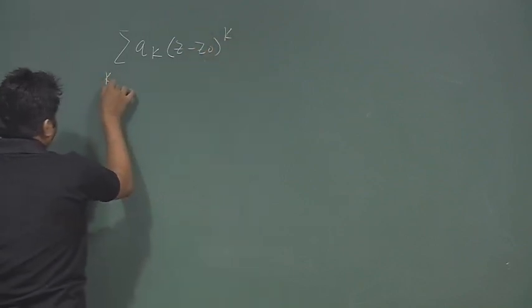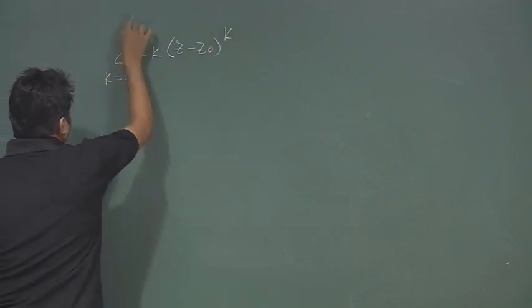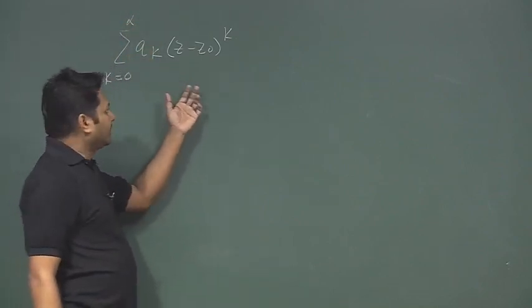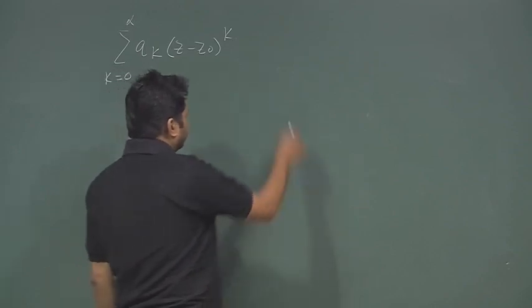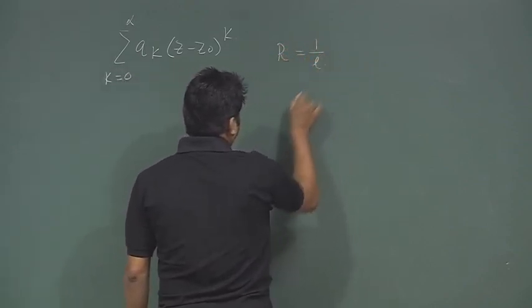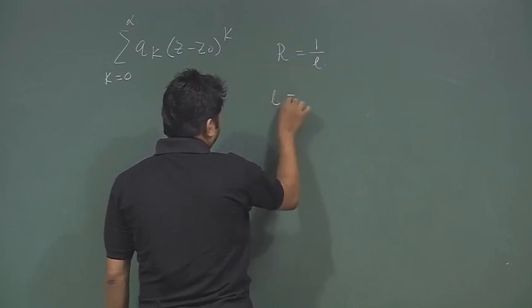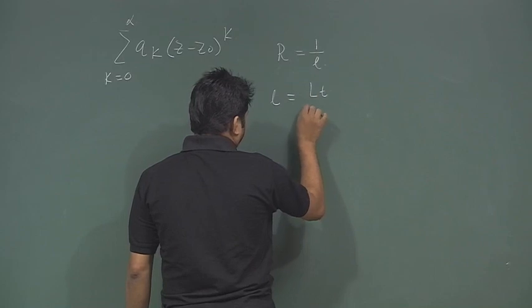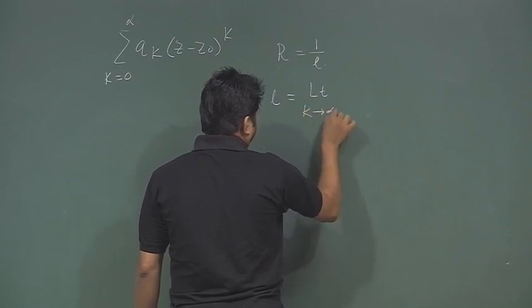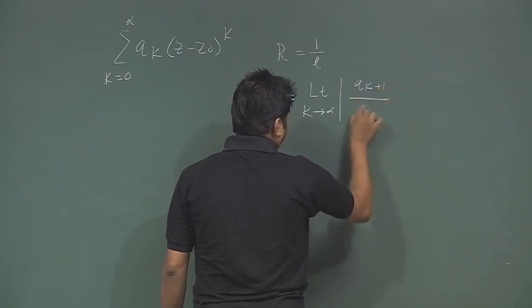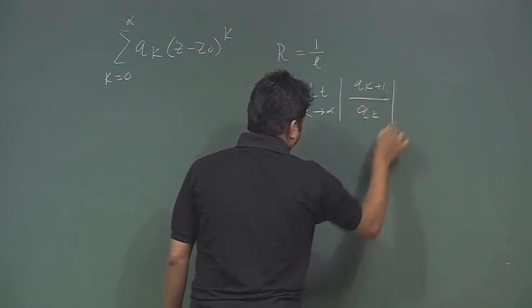In the previous class, we started something called power series. A series can be represented in this way, which we call a power series, and then we find the radius of convergence of this particular series. Radius of convergence is defined as R equals 1 by L, where L is the limit as k tends to infinity of a_k plus 1 by a_k.